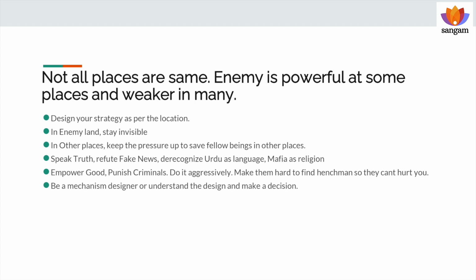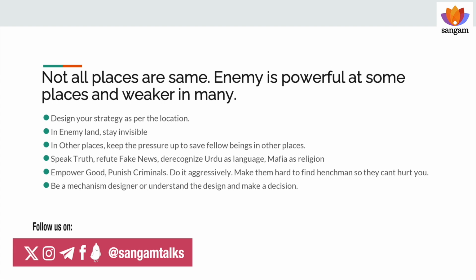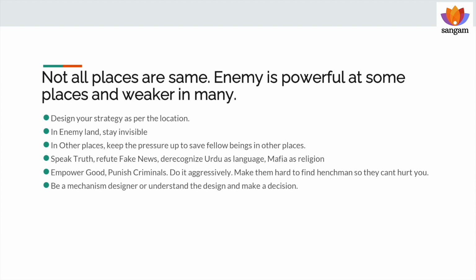Now, not all places are the same. The enemy is powerful at some places and weaker in many. Design your strategy as per the location. So if you're designing a strategy to win, design it as per the location. In enemy land, stay invisible. That is your best thing. So Pakistani Hindus, when I talk to them, I tell them the best thing that you can do is stay invisible. Don't show that you exist in Pakistan, because if you show that you exist, they will come after your life.